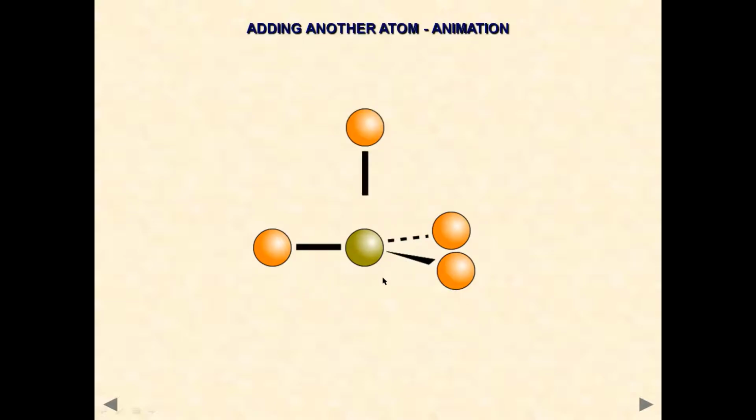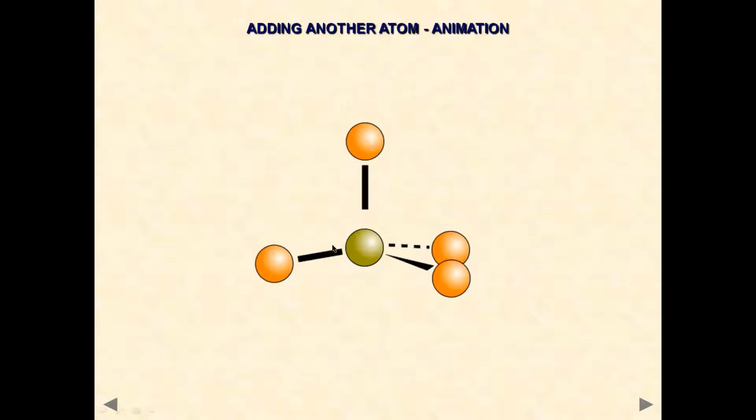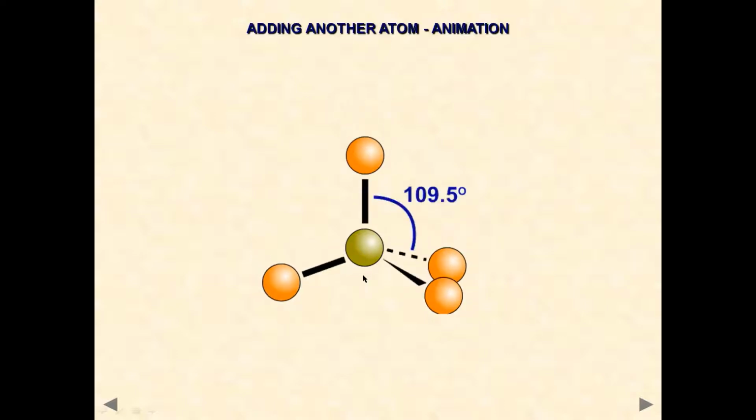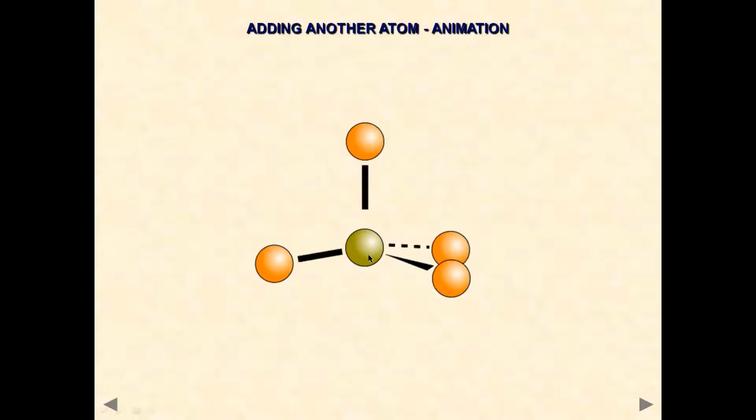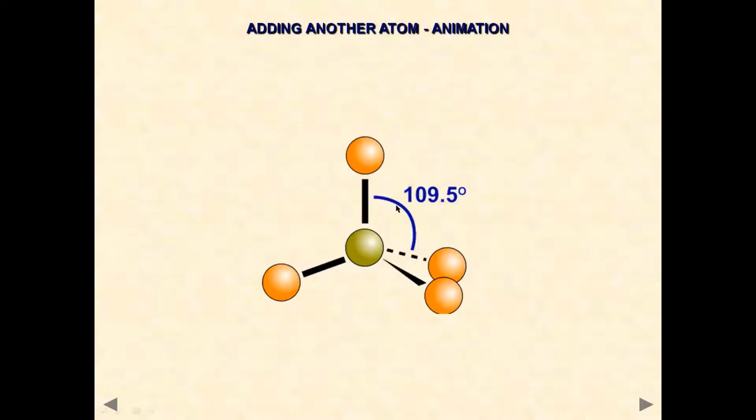So we start with 120 degrees. That bond is going to push these 3 bonds down, and the bond angle now is going to be 109.5 degrees. And that is the shape of a tetrahedron. So if there are 4 bonds around the central atom, the shape is going to be tetrahedral, and the bond angle is going to be 109.5 degrees.